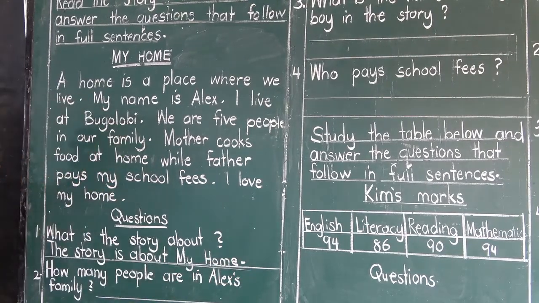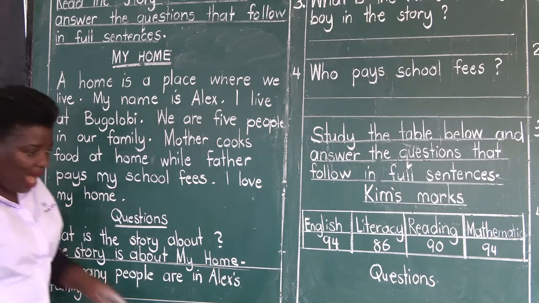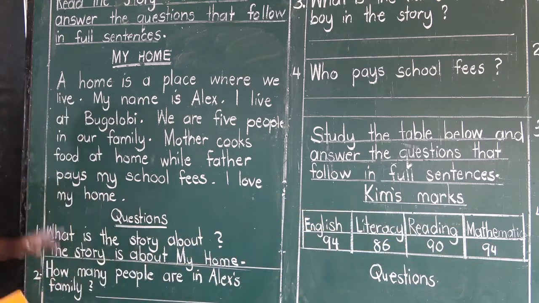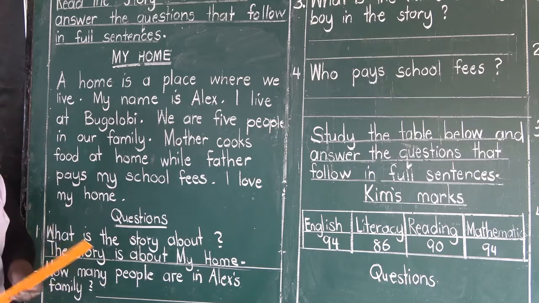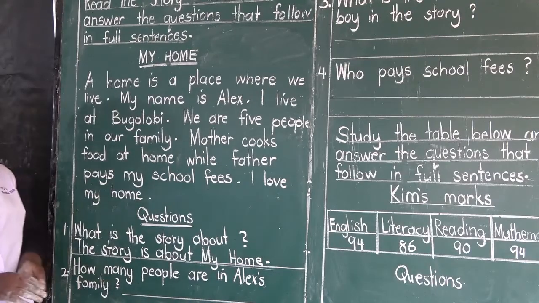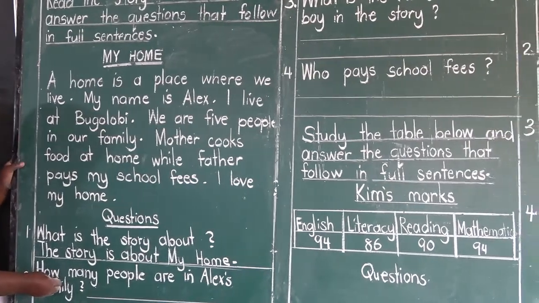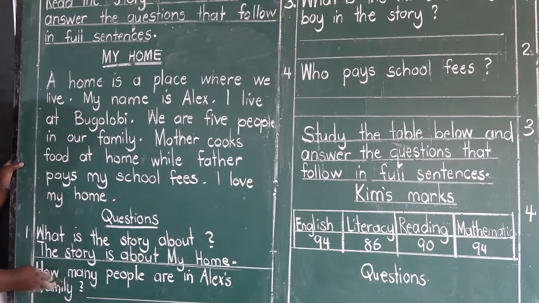Full stop. So the next question says how. This word is how. Most of you confuse it with who because they have the same letters but jumbled. So this is not who, but it is how. H-O-W is how. How many people are in Alex's family? Whenever you see the word how, they are asking for the number.